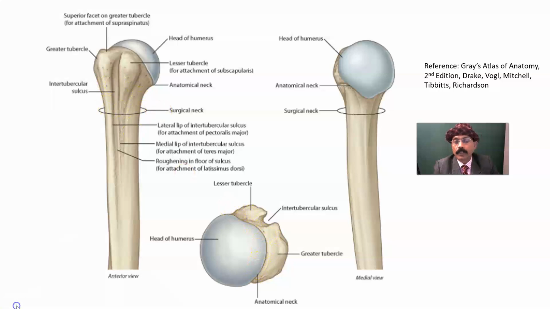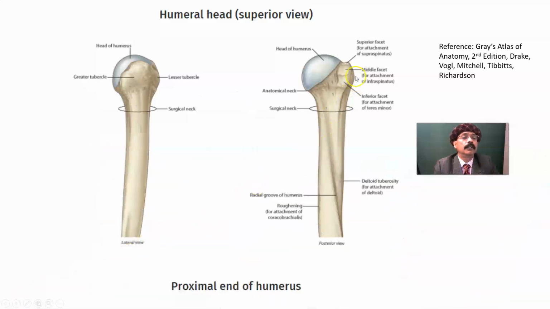We got that. Now here we have three facets on the greater tubercle of the humerus for three muscles. This is the insertion for the supraspinatus, the infraspinatus, and the teres minor. The supraspinatus and infraspinatus are innervated by the suprascapular nerve. The teres minor is innervated by the axillary nerve. Okay, we got that. So this is the surgical neck, and now on the posterior aspect we have the radial groove here.